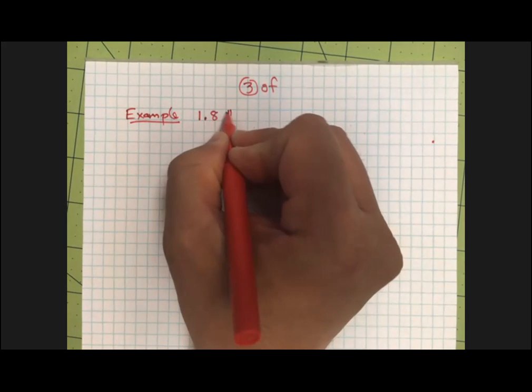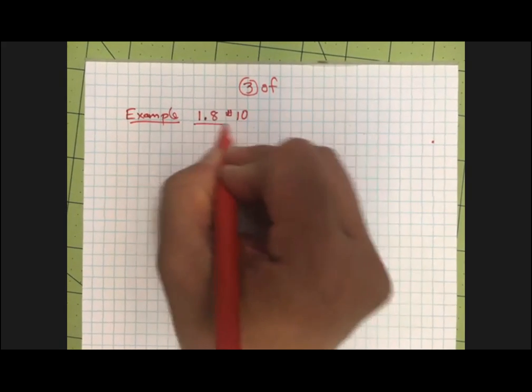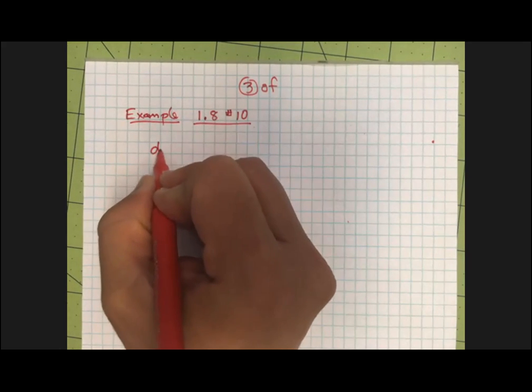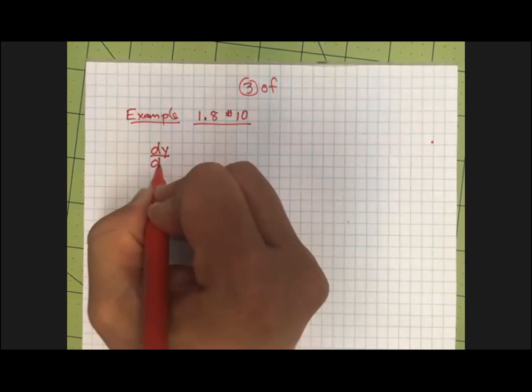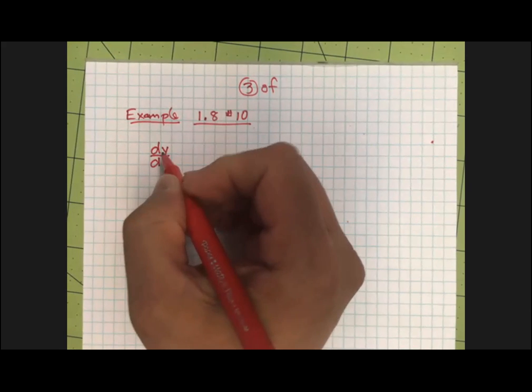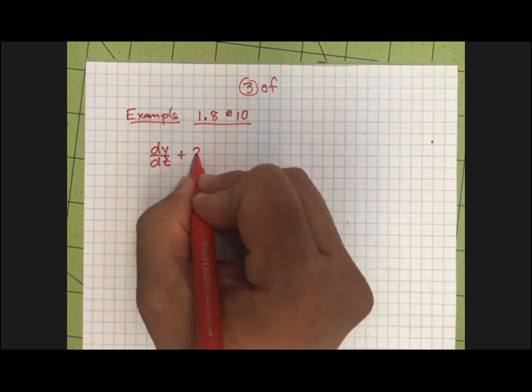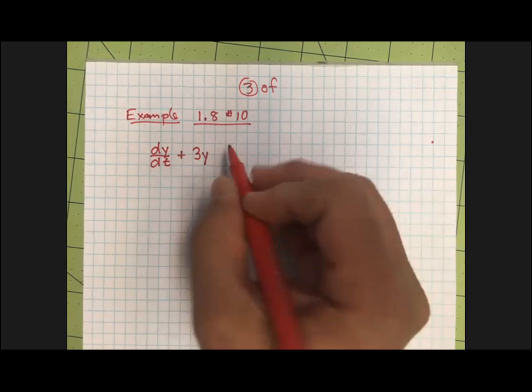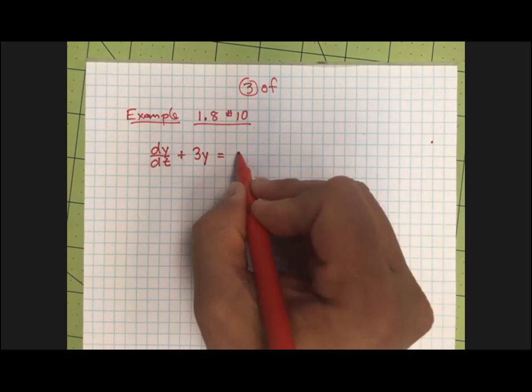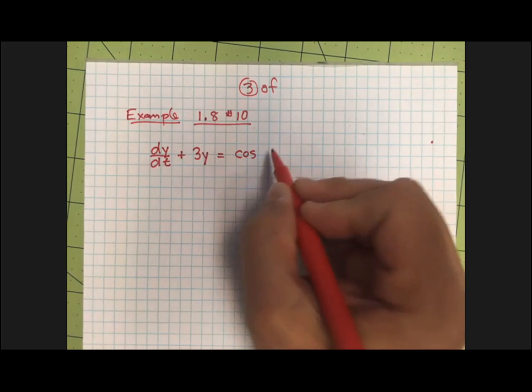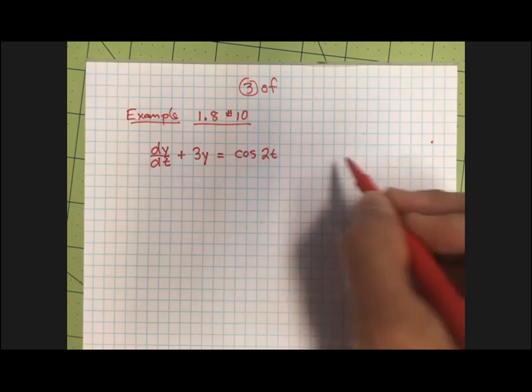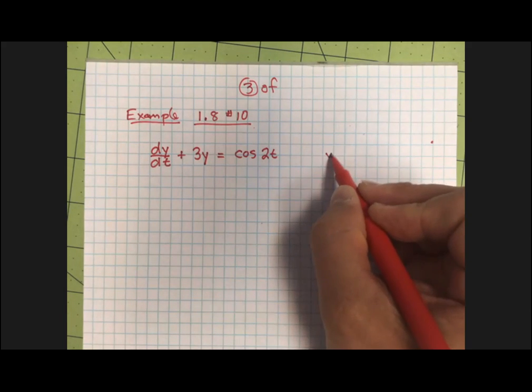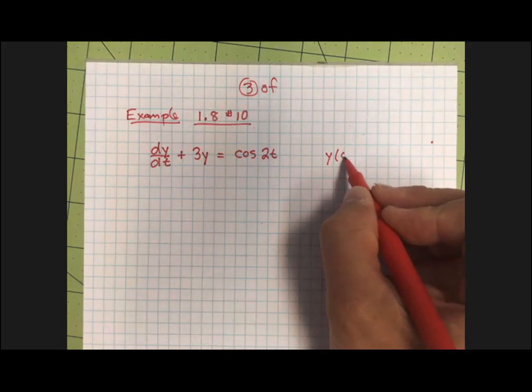1.8, number 10. And the problem goes like this. dy/dt plus 3y equals cosine of 2t. And y of 0 is minus 1.